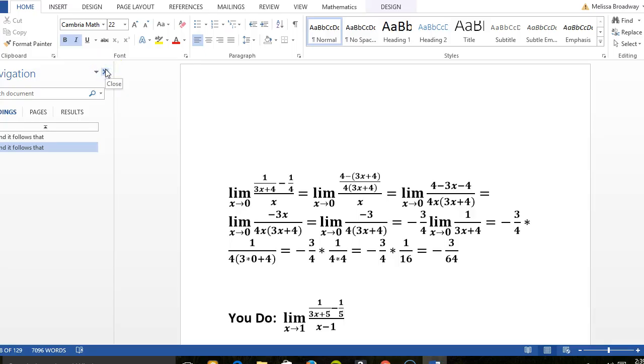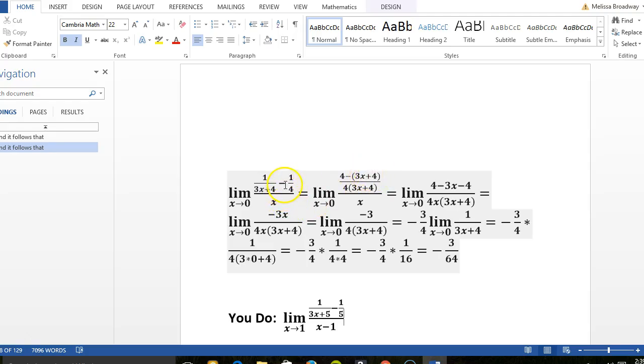Hello again. In this video, we'll start out by looking at this example. Follow my cursor. The limit as x goes to 0 of 1 over (3x + 4) minus 1/4 is equal to the limit as x goes to 0. Now we need to get a common denominator. Remember, we do 4 times this one right here, and we get 4. And I do (3x + 4) times 1, and I get (3x + 4).